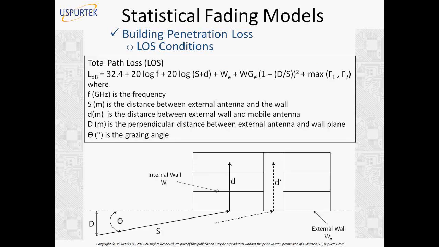For line of sight conditions, the total path loss is given by this equation, which could be used. The inputs are frequency and distance. S is the distance between the external antenna and the wall. Lowercase d is the distance between the external wall and the mobile antenna. Uppercase D is the perpendicular distance between the external antenna and the wall plane, and theta is the grazing angle, the angle at which the signal is incident on the external wall. So this is how we model the situation here for building penetration loss.